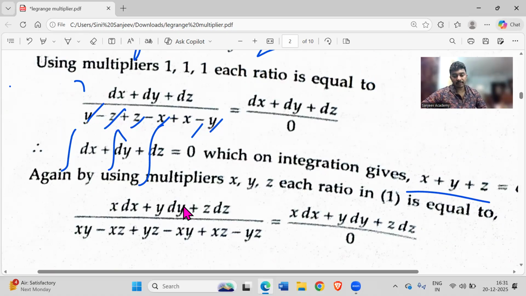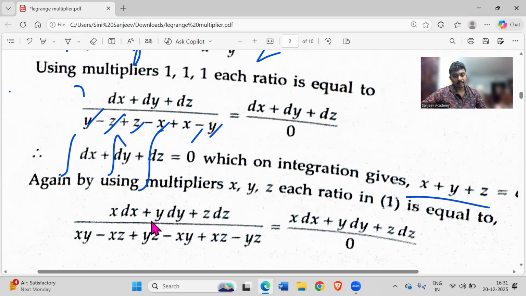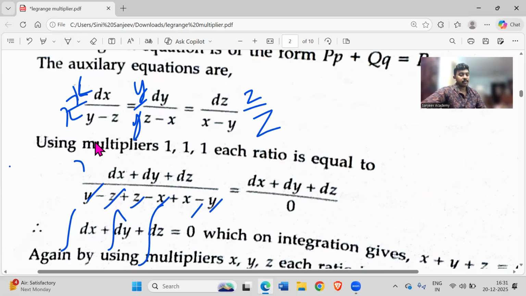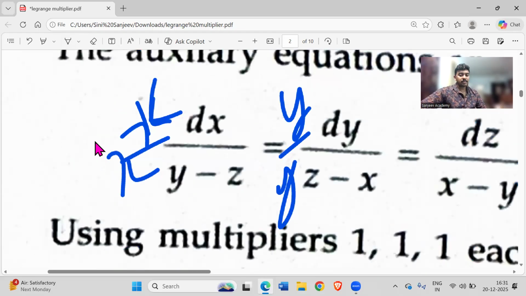X dx plus y dy plus z dz by here xy minus xz. This one I'm talking, xy minus xz, 0 only. Okay, if I add everything, that time also it's coming 0.